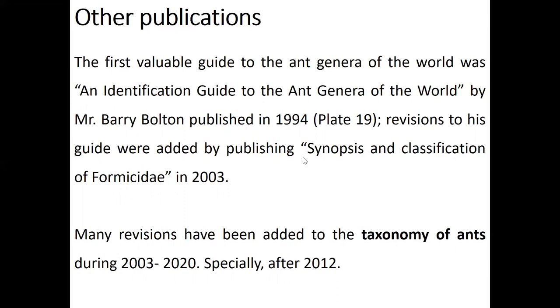So revisions to his guide were added by publishing Synopsis and Classification of Formicidae in 2003. I have both books. Many revisions have been added to ant taxonomy during 2003 to 2020, especially after 2012. So that is why most of the published books, although very expensive and valid in those days, have some information that is not updated and cannot be updated there. So if you are using any of these guides, you have to keep that in mind.